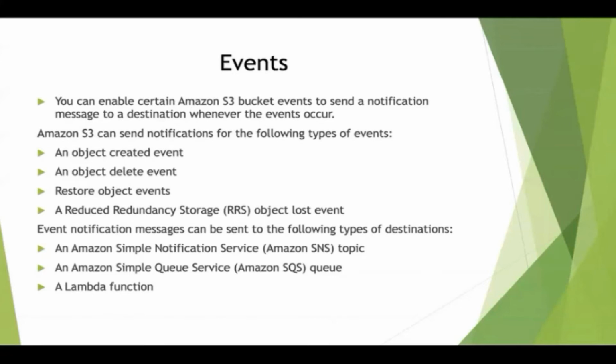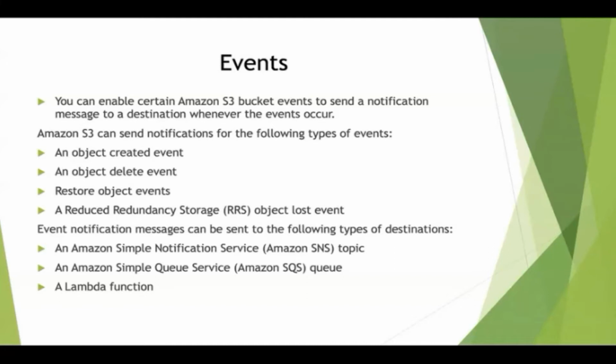So then what are the destinations that you can trigger these events to? One is you can get a notification using the Simple Notification Service of Amazon. You can trigger this particular event message to go to an SQS queue. And then finally, you can also trigger a Lambda function. Okay. So these are three different destinations that S3 events right now supports.